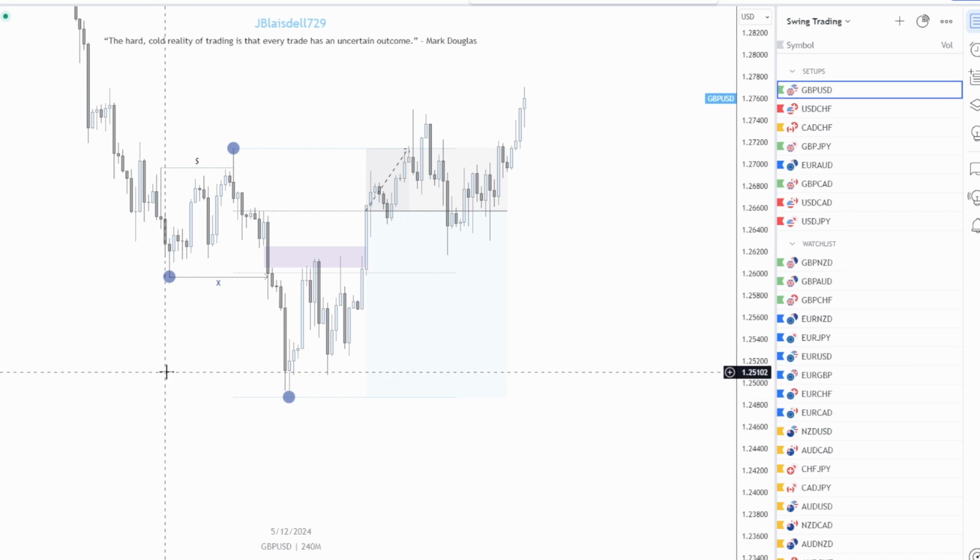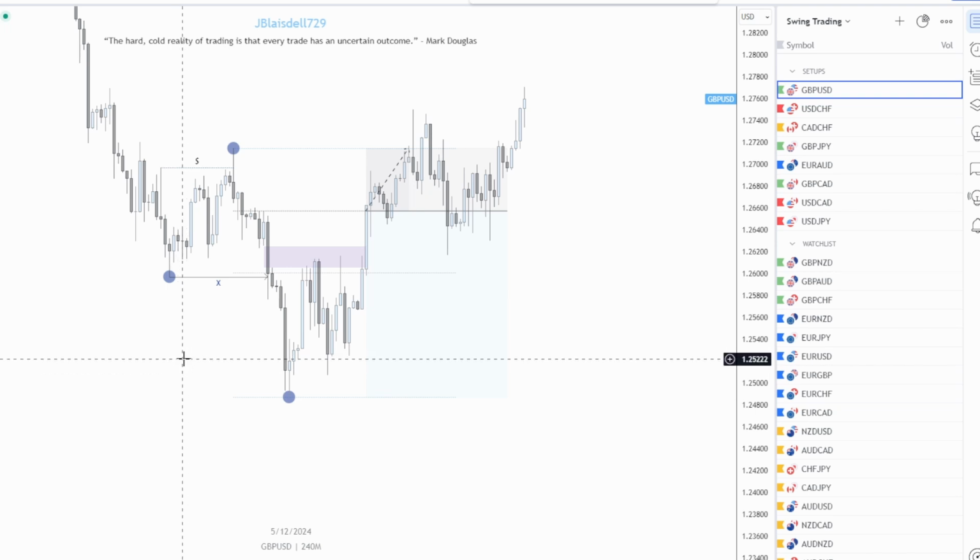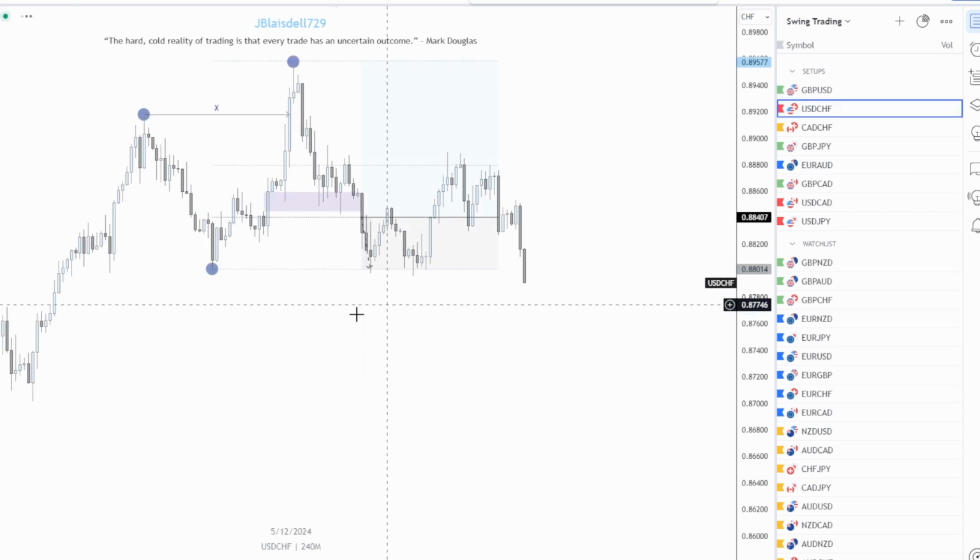But your main goal is to take a simple set of rules, apply it to 100, 200, 1,000 different trades, collect data, and show that you do have an edge over the market if you execute that way consistently in the longer term. The next setup we're going to be going over here is USD Chef.